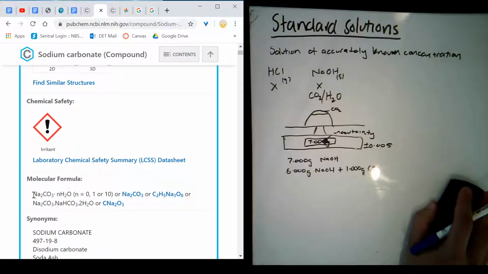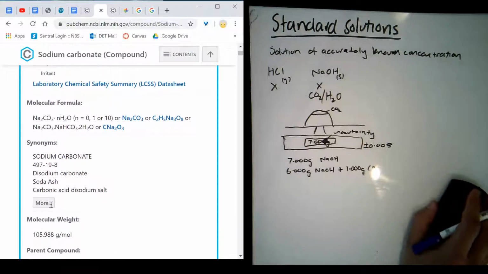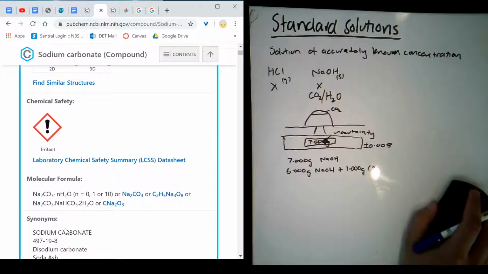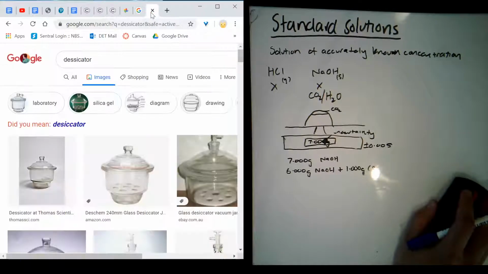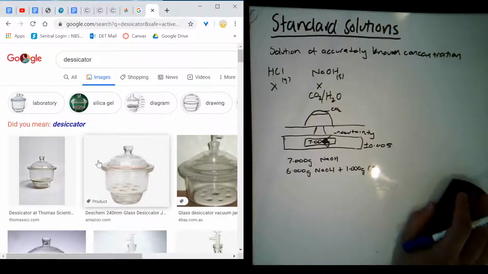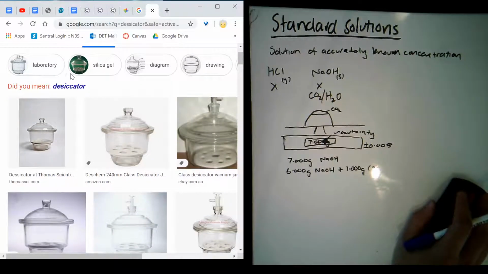So it's fine. We can use sodium carbonate. It ticks all the other boxes. Molecular weight of 105.988, it's quite high, low percentage error. It's a solid, it's non-reactive, and we can obtain it in high purity. We just need to put this in a desiccator. Okay, a desiccator looks like this. We dry it in the oven, we dry the water off, and we leave it in a desiccator.